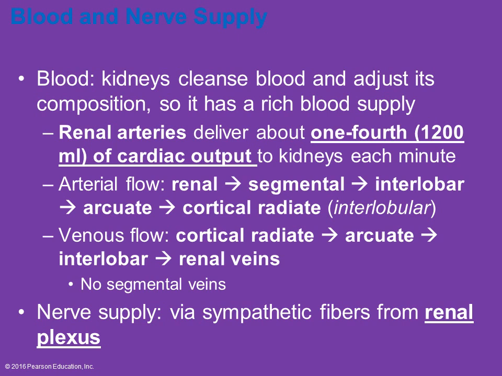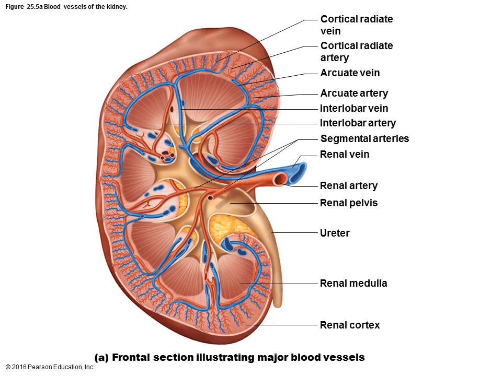In terms of nerve supply, the kidney is innervated by the renal plexus, which contains sympathetic nerve fibers. And this cross-section shows visually all of the various arteries and veins. Notice how the blood comes in through the renal artery and then slowly starts branching. And as I said, it's the interlobar arteries that flow up through the columns, and then go around the pyramids.